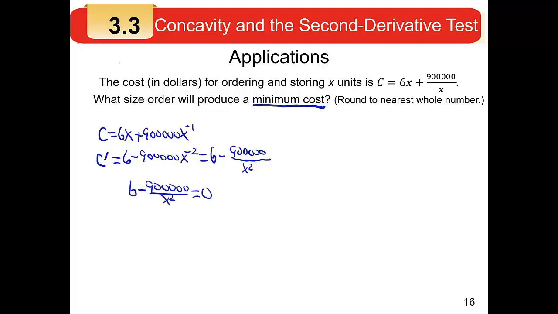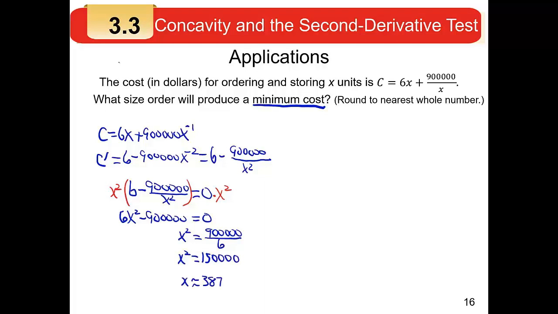Like I said, why did I find the derivative? Because I wanted to find the critical numbers, which means I've got to set the derivative equal to 0. Well, if you solve that, you can multiply through by x squared and clear all your fractions, and then add 900,000 to both sides and divide by 6, and that comes out to be x squared equals 150,000. If you take the square root of 150,000 and round it to the nearest whole number, you'll see that that's 387.